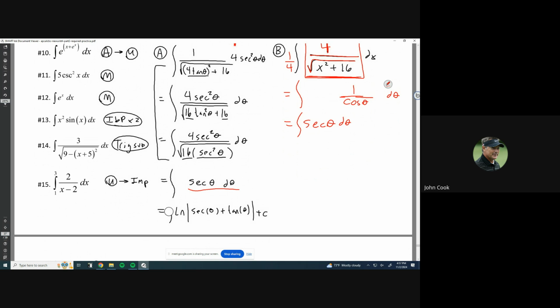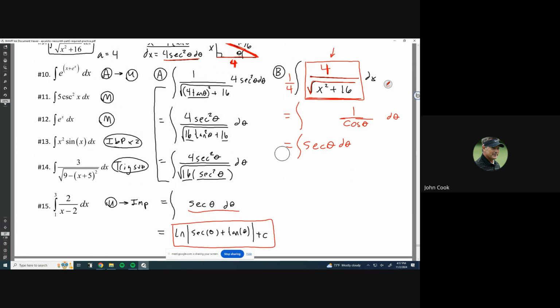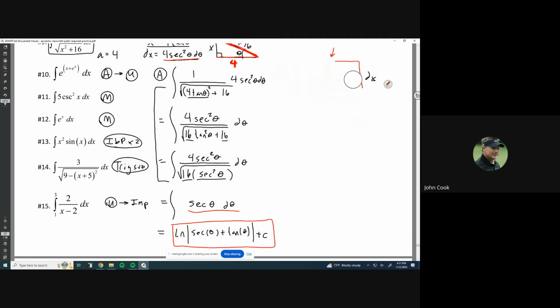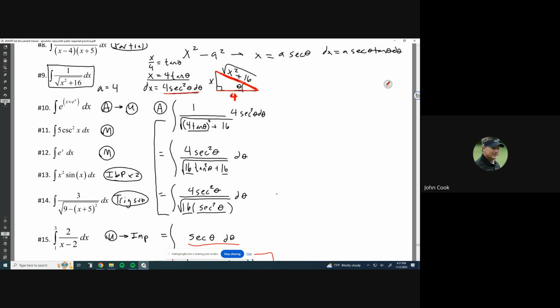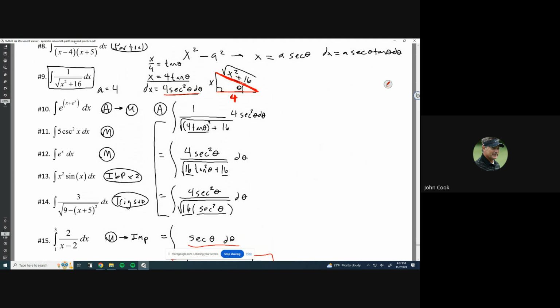Or sorry, I don't know why I put that. It's this antiderivative right here. And so we're not quite done though, because we need to get in terms of x. So the last thing is, when we have our antiderivative, so we've got natural log absolute value of secant of theta plus tangent of theta plus c. Now we've got to turn it back into x.